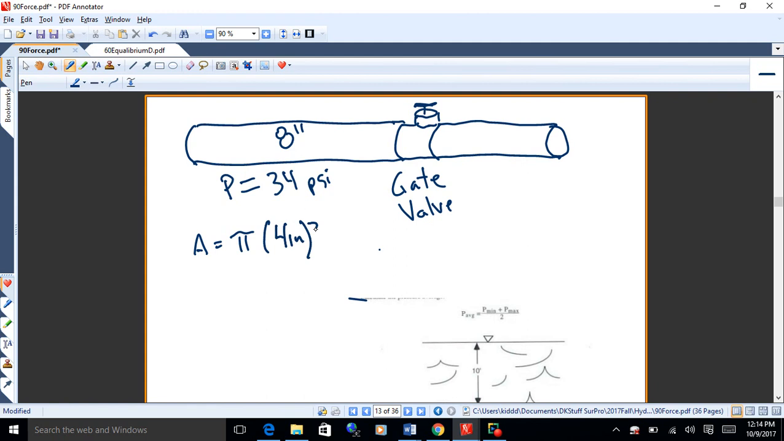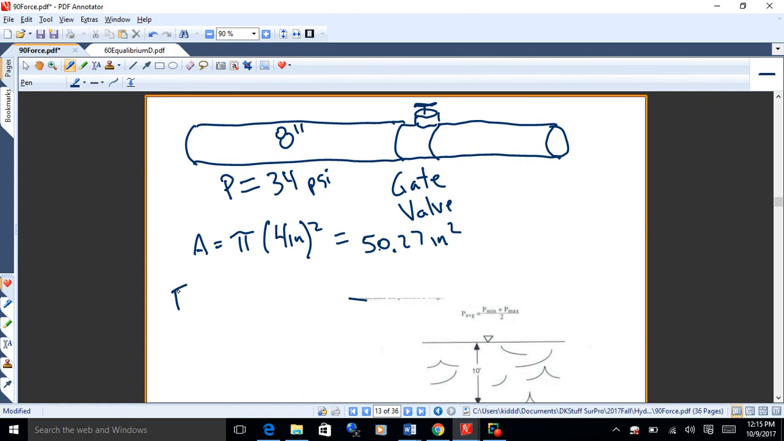Now, the one thing to remember is when you're doing things that are round, generally you spec them out by diameter. So just remember to take half of the diameter before you do the pi r squared thing. Should get about 50.27. And then find the force. It's the pressure times the area.